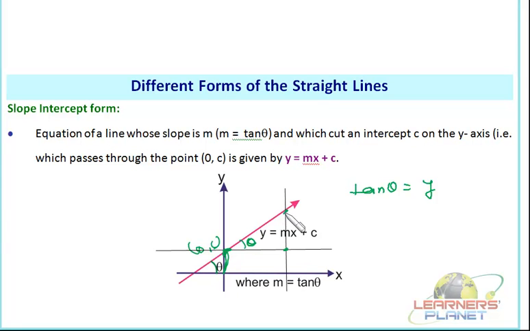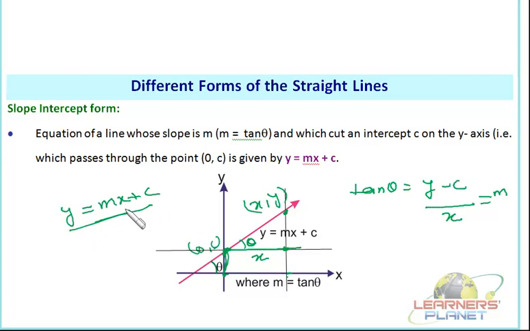I assume this point to be (x, y), so the total length is y. Out of this, if I deduct this length, that is actually c, the length of intercept, I'll get the length of the perpendicular. So that is y minus c, divided by the base, this length. If the coordinate of this point is x, that means this length will be nothing but x. So it is (y minus c) by x. Tan theta is actually m, so if you cross multiply this, you'll get y is equal to mx plus c. That is the slope intercept form.